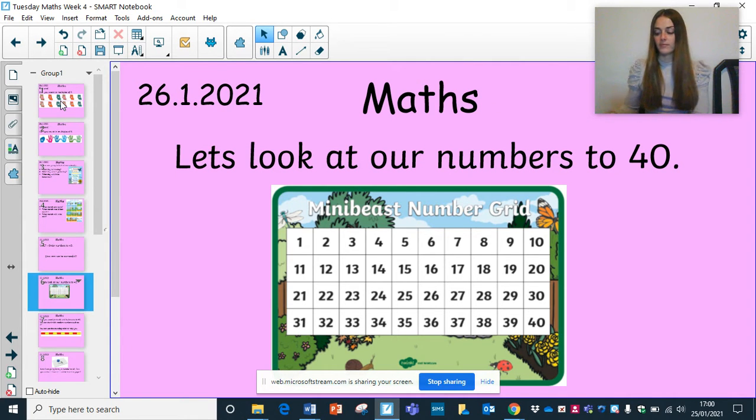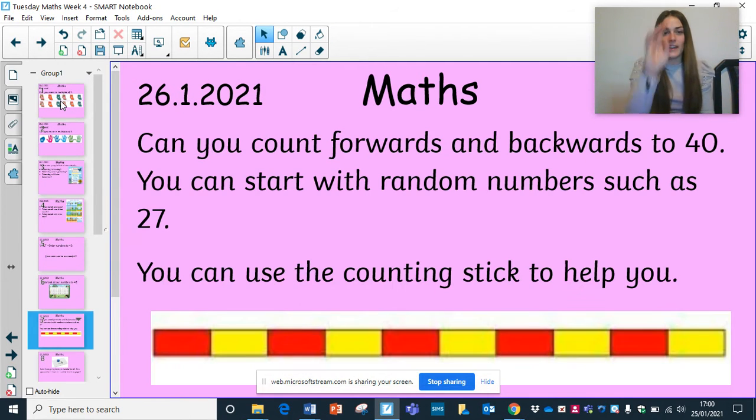21. 45. Let's try and go a little bit higher today, as you're doing so well. 16. 28. 33. 25. 39. Okay, we'll leave it there for today. So well done if you managed to beat me to it and shout out the numbers. You should be getting very good at that now.